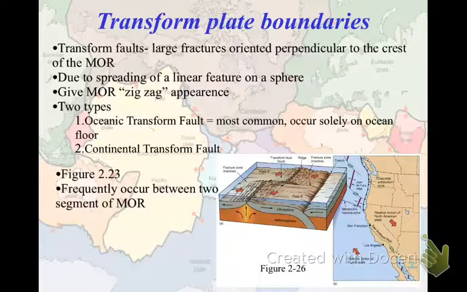Even though they are more common in the ocean, as in an oceanic transform fault, continental transform faults probably get more press, because the most famous one, at least in this country, is the San Andreas Fault. The San Andreas Fault can be seen at the bottom of this picture right in here. We have two different plates, the North American plate and the Pacific plate, sliding past each other.